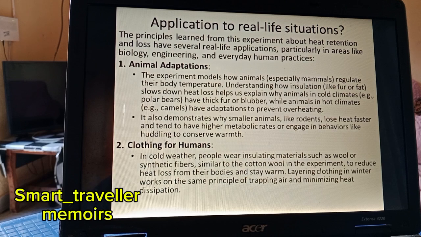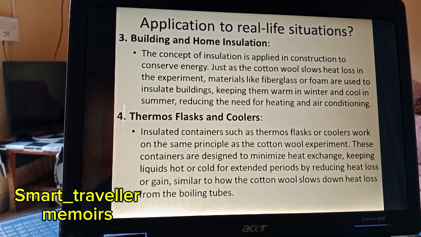Clothing for humans. In cold weather, people wear insulating materials such as wool or synthetic fibers, similar to the cotton in the experiment, to reduce heat loss from their bodies and stay warm. Layering clothing in winter works on the same principle of trapping air and minimizing heat dissipation. Building and home insulation. The concept of insulation is applied in construction to conserve energy, just as the cotton wool slows heat loss in the experiment.